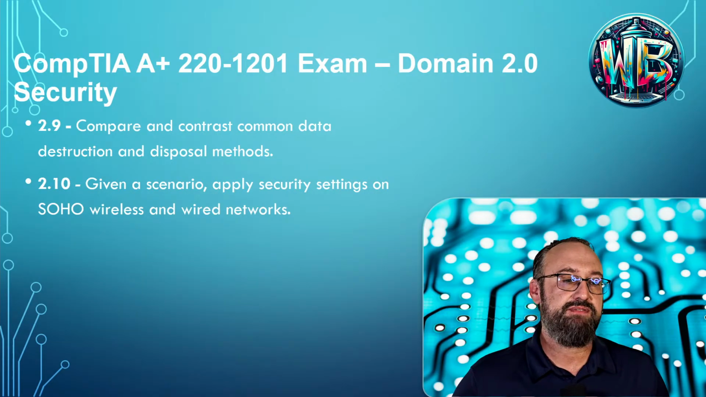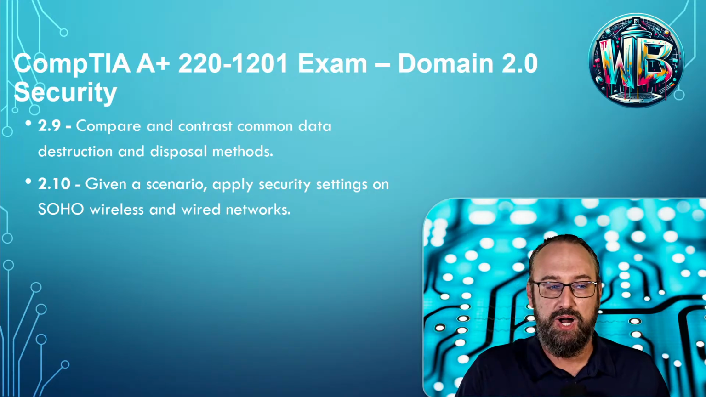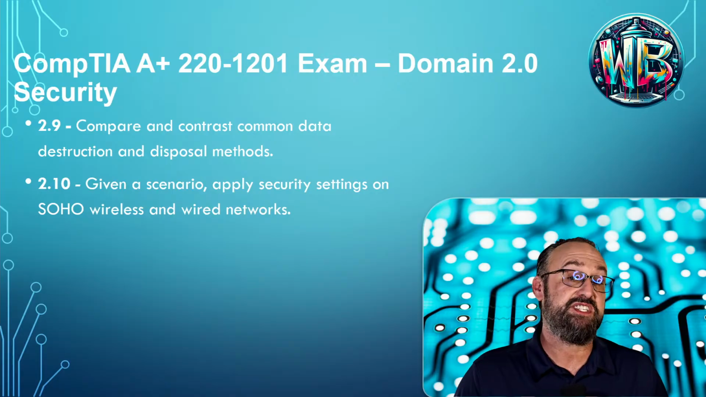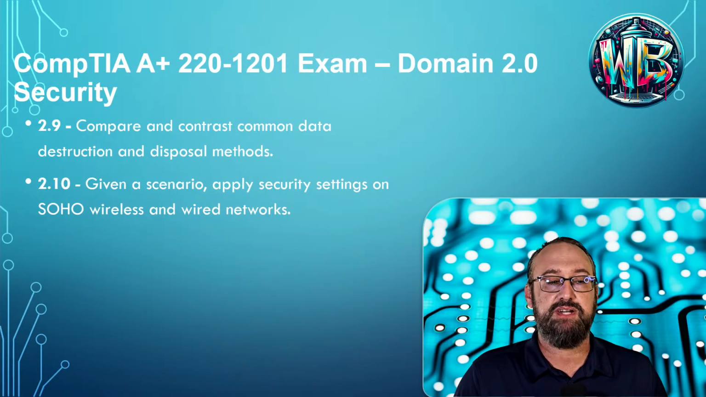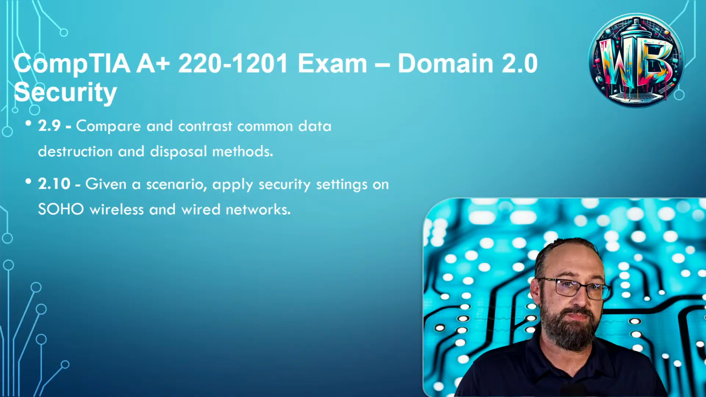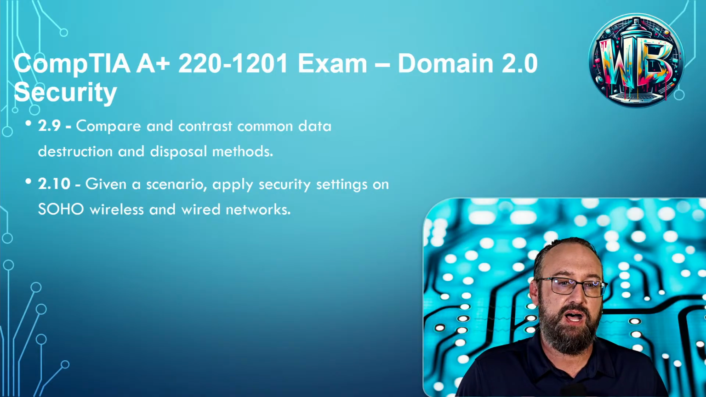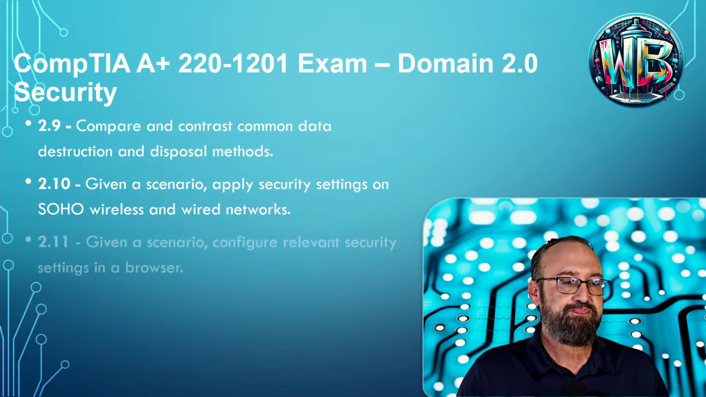Next up, we have given a scenario applying security settings on SOHO wireless and wired networks. This is where we're going to talk about things like router settings and wireless specific configurations, and as well we'll talk a little bit and have to know a little bit about firewall settings. But notice this is apply, and that is something I want you to keep in mind to this objective.